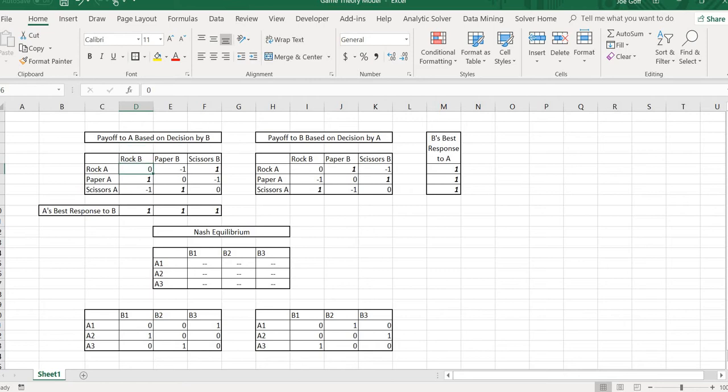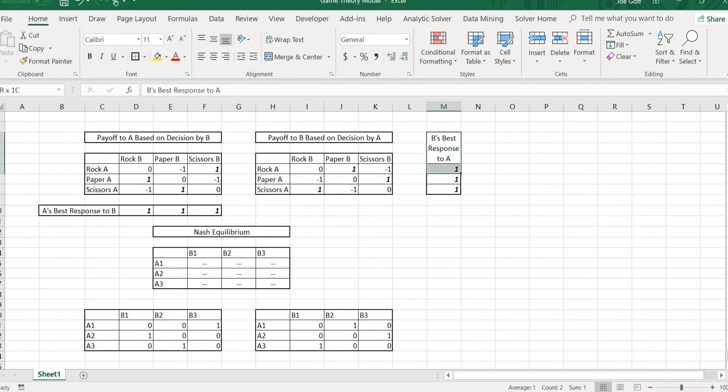If you look here, this is the payoff to A based on the decision by player B. In this rock, paper, scissors model, if player B chooses rock and I choose rock, then my payoff is 0 as player A. If player B plays rock and I play paper, well, I beat rock, so I get a payoff of 1. But if player B plays rock and I play scissors, then I get a payoff of -1. That's how I modeled this. And this is kind of the opposite: this is the payoff to player B based on the decision by player A.